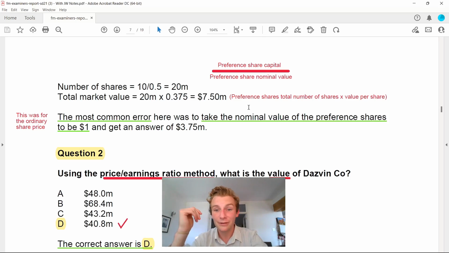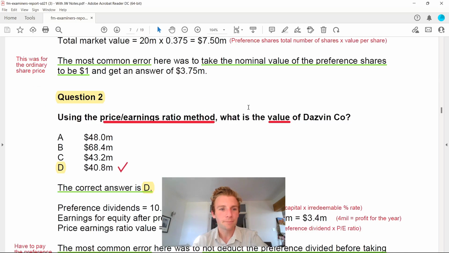The external examiners kindly put on here the most common error, and this is where we take the nominal value of the preference shares to be $1, and you get an answer of 3.75 on there. So that is where we actually need to calculate our own market value and multiply it by the total number of those preference shares. That is really key on there. Not the nominal value, we need the market value. That is where you've got to read the question carefully.